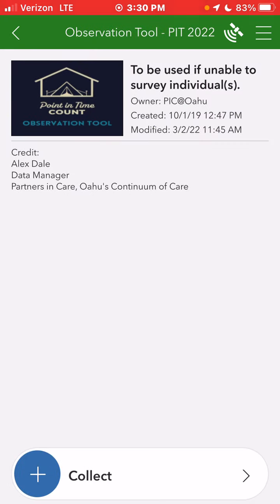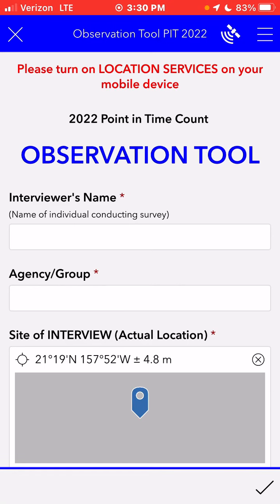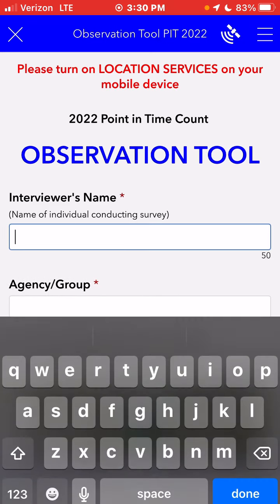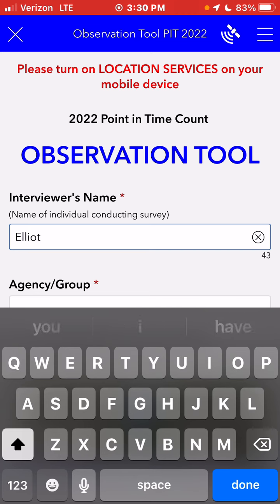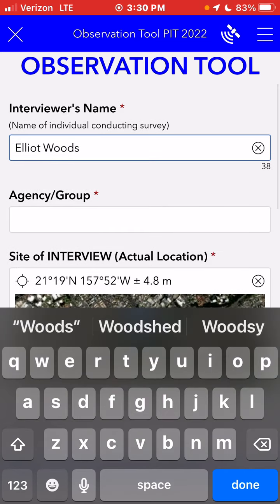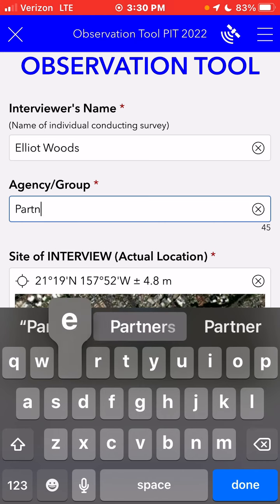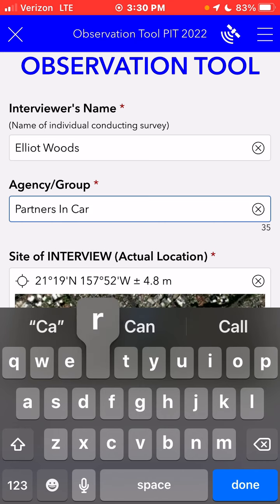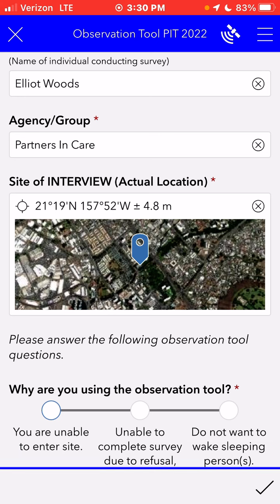Now we're going to go over the observation tool. This should be used if you're unable to survey individuals. For example, if they are sleeping, if they refuse to take the survey, if there's a language barrier, or if you feel uncomfortable approaching the person, you'll use this tool. At the bottom, press Collect, and then it will ask for your name and your agency or group. Remember, if you are not part of an agency or group, just type in individual.